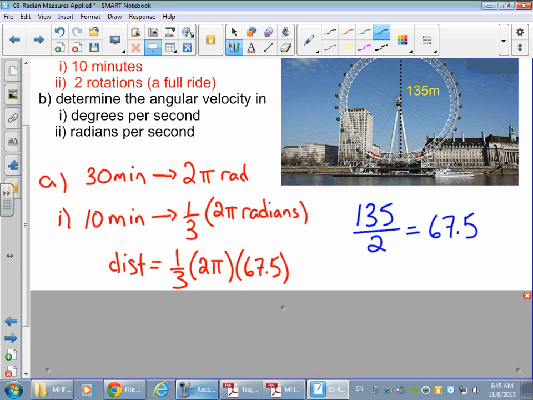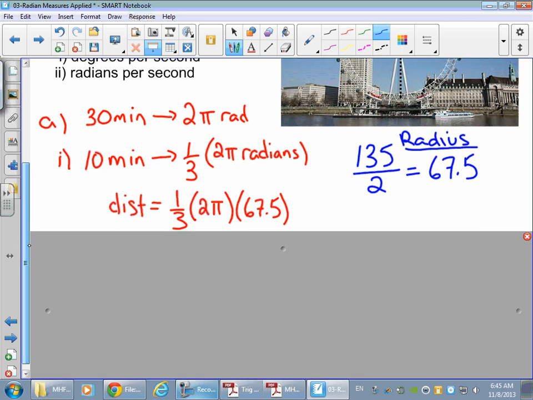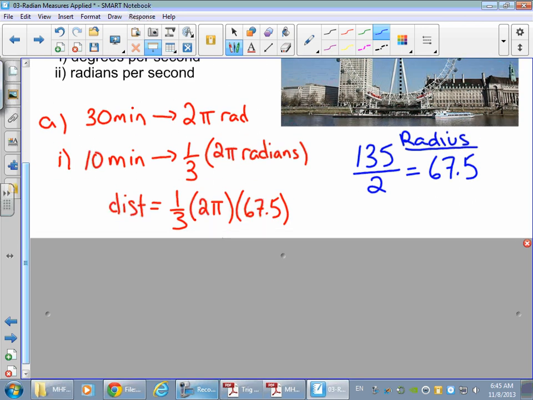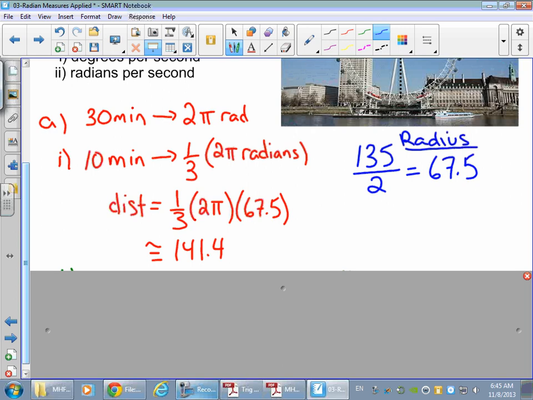135 is my distance edge to edge. It's the height of the Ferris wheel, and so the radius is going to be half of that. So again, that's the radius. And as we said, the radius and radians are exactly the same length. 1 radian is 1 radius of length. And if you punch that in, you get something in the neighborhood of 141.4.